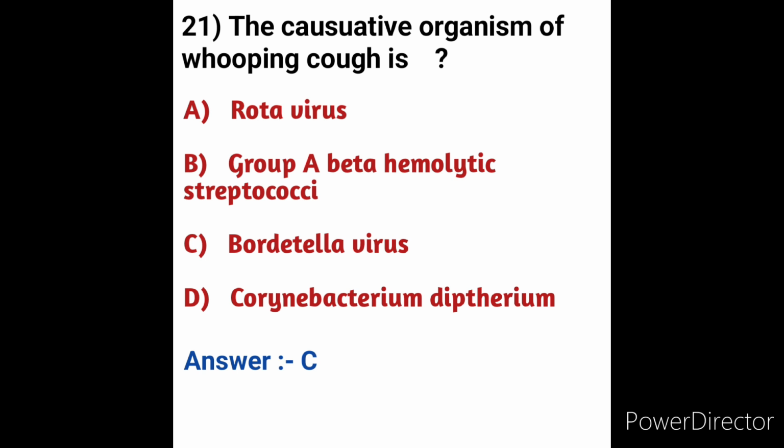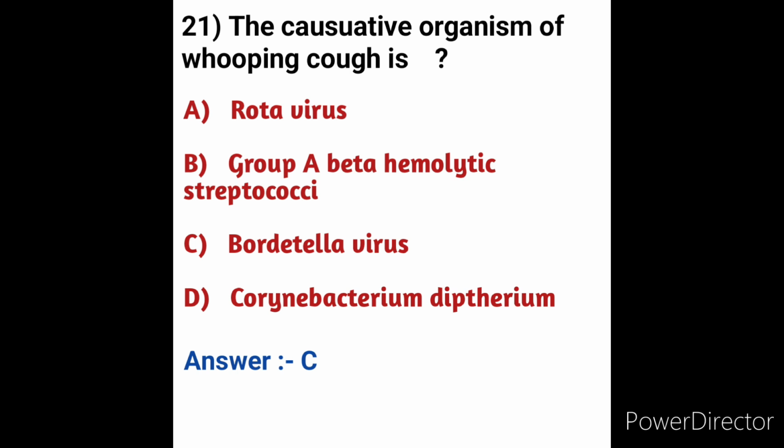The causative organism of whooping cough is, we will see the options here. Option A, rotavirus. Option B, group A beta hemolytic streptococci. And option C, Bordetella. Option D, Corynebacterium diphtheriae. Here the causative organism of whooping cough is Bordetella. Whooping cough is a very contagious respiratory illness caused by a type of bacteria called Bordetella pertussis. Here option C is the correct answer.